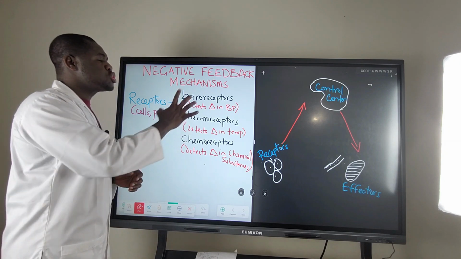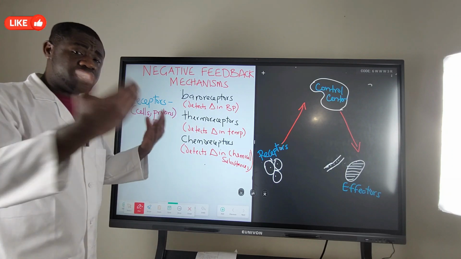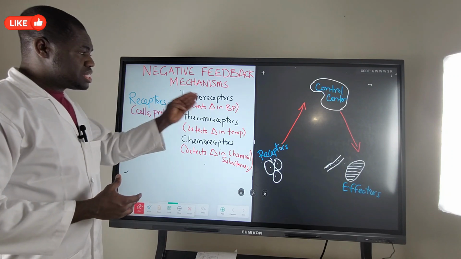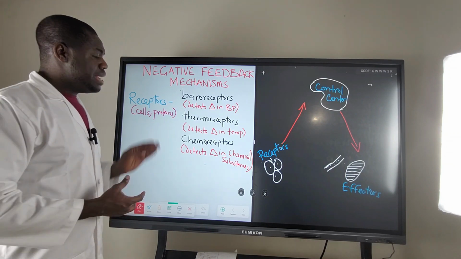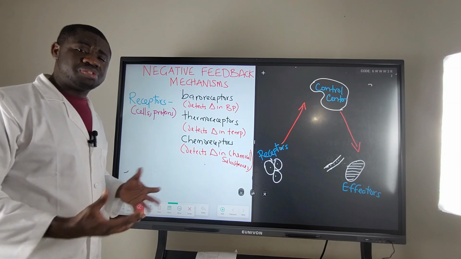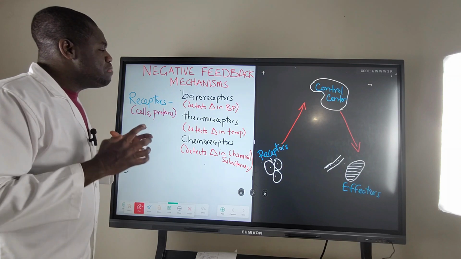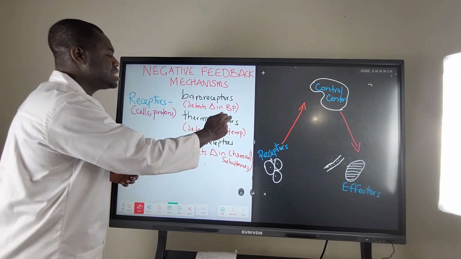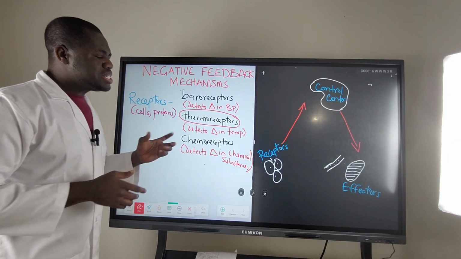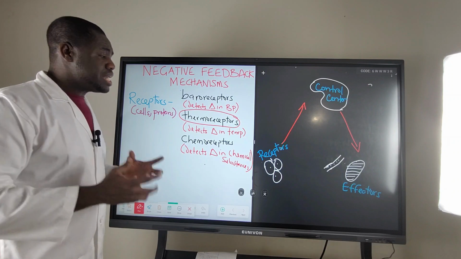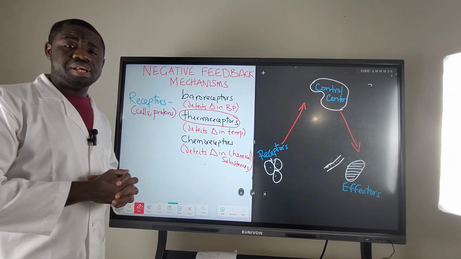So these are some examples of receptors that we can find in the body. We have many of them. Baroreceptors for blood pressure, thermoreceptors for temperature, chemoreceptors for chemical substances. So they are detectors. So let's make a good example using thermoreceptors. Thermoreceptors, like I said, are the receptors that detect changes in the body temperature.